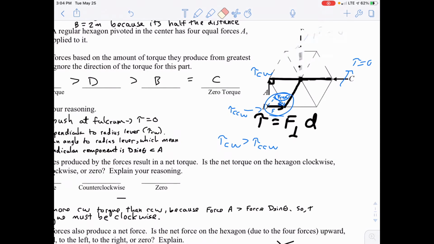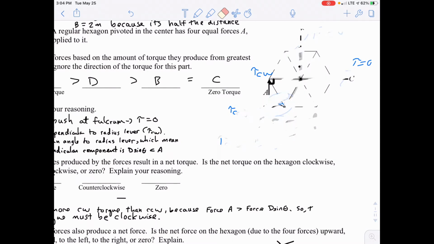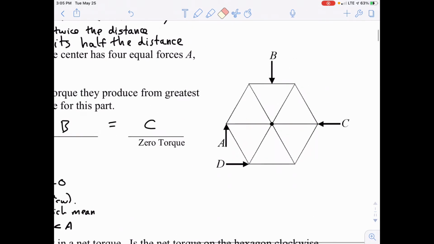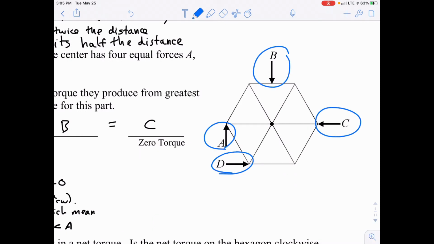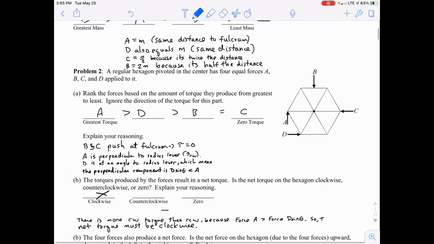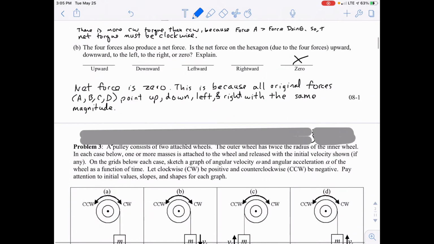Let me erase everything that's on here. Just look at all the forces for a second. We're not talking about torques, mind you, about forces. So equal forces. Down, left, up, and right. Since they're all equal and pointing in completely opposite directions, they all add up to no net force.